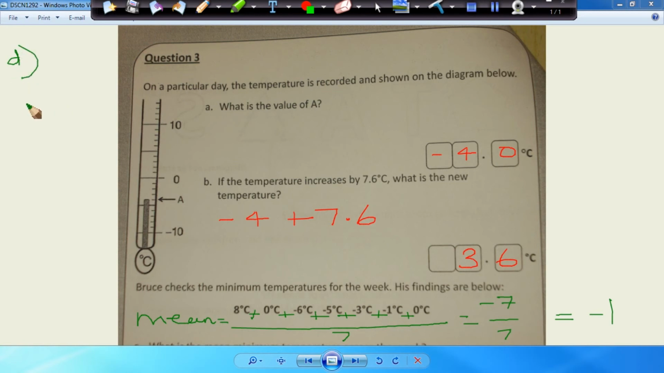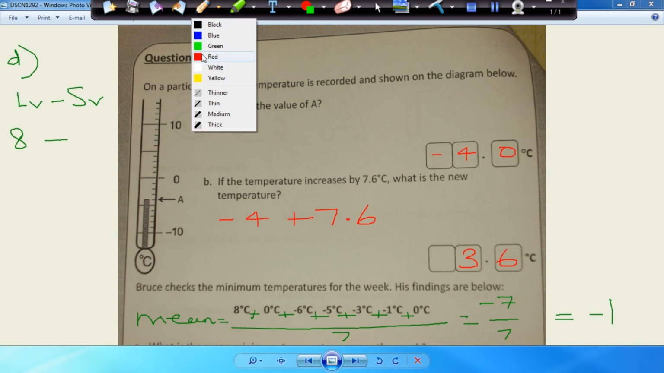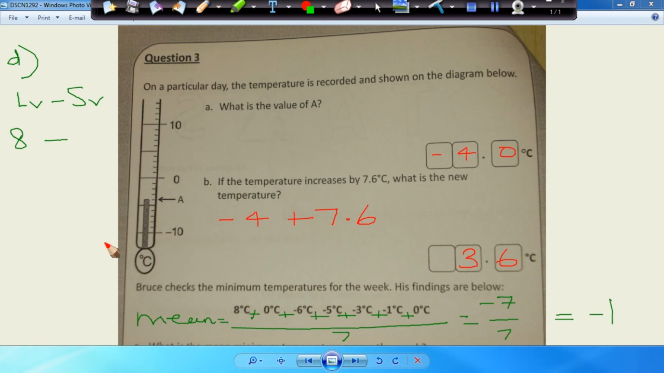Okay, Harun, what's range? So basically the difference between the highest and the lowest. So the largest value minus the smallest value. Okay, right, so the range, what is the largest value? 8. And then we have to minus the smallest value. What is the smallest value? Minus 6. So we got 8 minus minus 6.